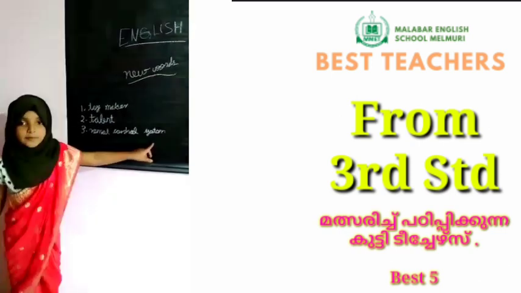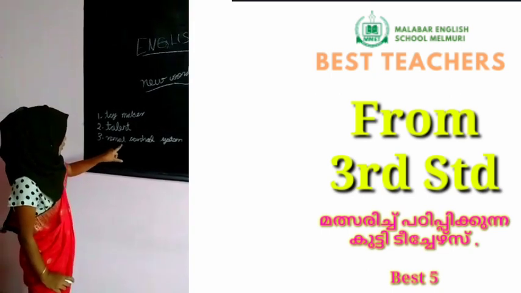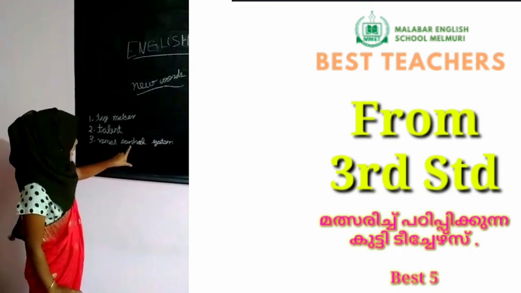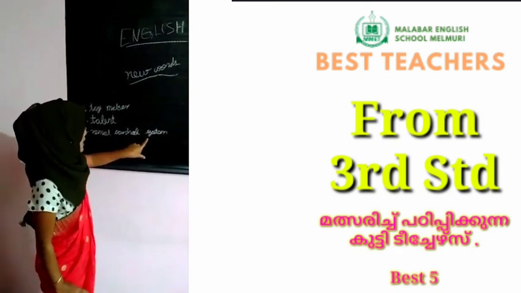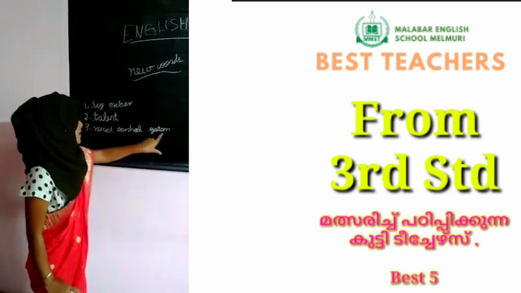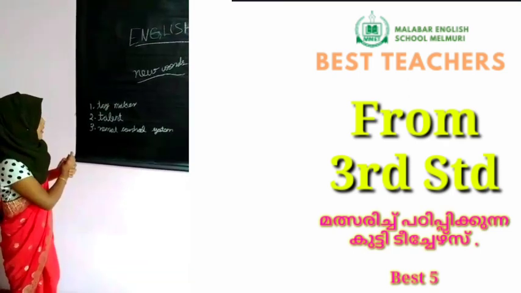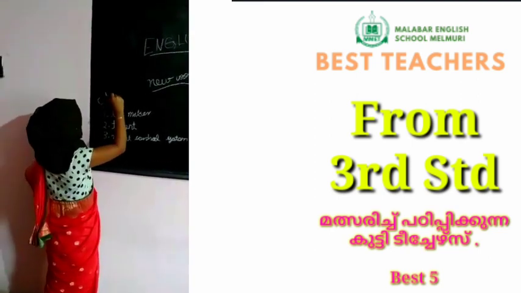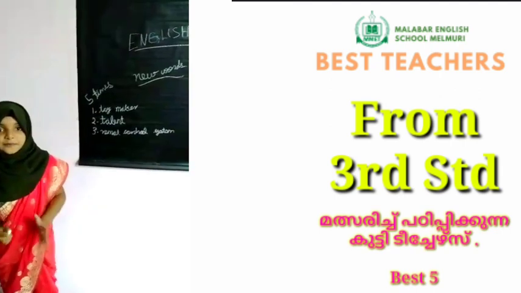Third one, remote control system. Spelling is R-E-M-O-T-E, remote. Then C-O-N-T-R-O-L, control. Then S-Y-S-T-E-M, system. Remote control system. Okay. Then write this in your notebook 5 times. How many times? 5 times.